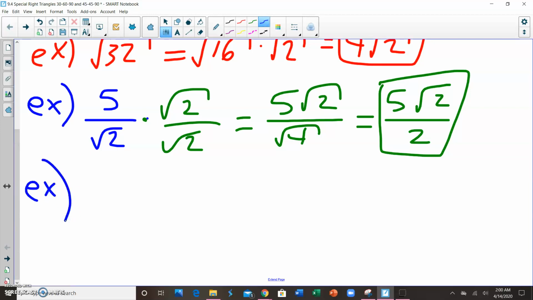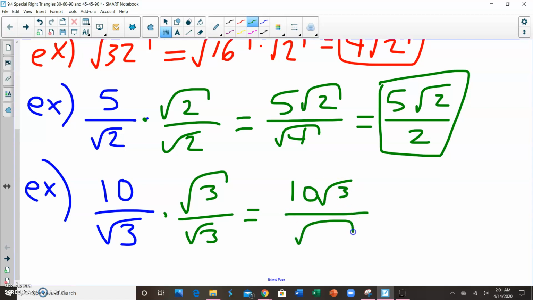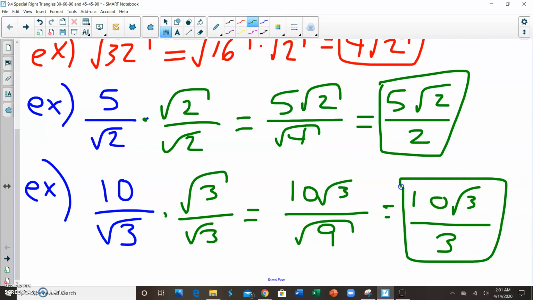All right, so let's say we have 10 divided by the square root of 3. What will that look like? Well, first of all, we are going to multiply by the square root of 3 divided by the square root of 3. So that's going to be 10 times the square root of 3 divided by the square root of 3 times the square root of 3, which is 3. So now we end up with 10 times the square root of 3 divided by 3. And that is in simplified radical form.